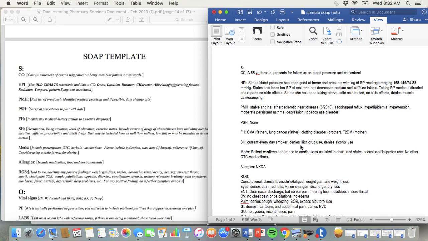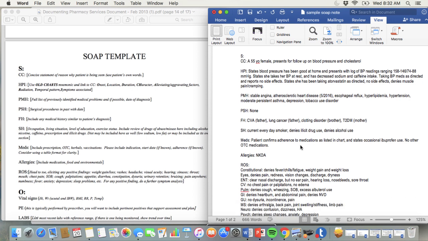So again, just to simplify, anything regarding the medications the patient tells you can be briefly mentioned in the subjective, meds found in the chart listed in objective. And that's been something that I think is maybe a little bit less clear.